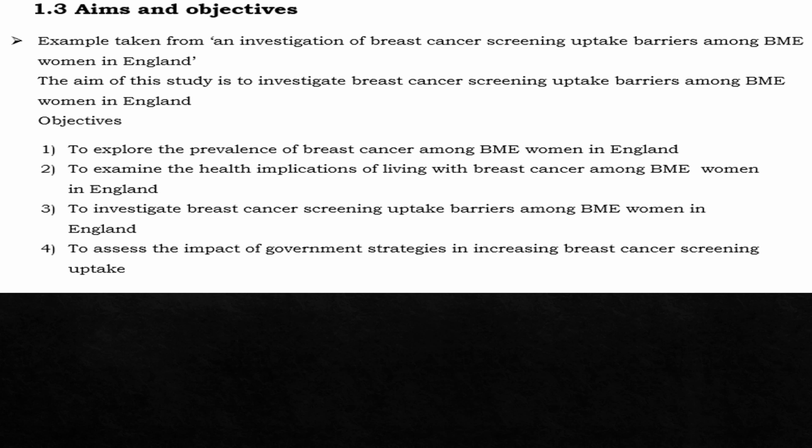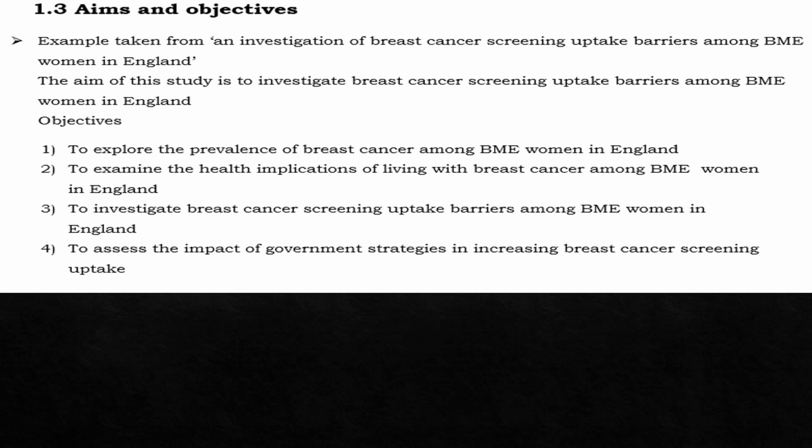The last segment of chapter 1 will be your listing of your aim and your 4 objectives. The aim in this particular example is an investigation, or to investigate, breast cancer screening uptake among BME women in England. The aim is very, very direct and straight to the point. The aim of this study is to investigate breast cancer screening uptake barriers among BME women in England. Very straight to the point. We all have an understanding of her sole aim. And she has listed 4 objectives.